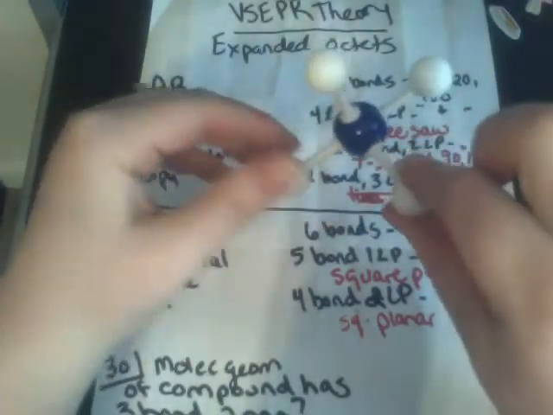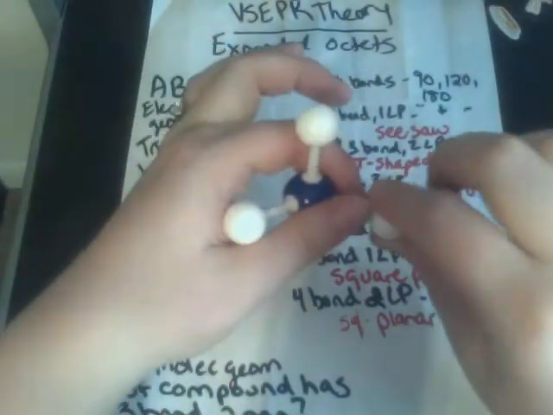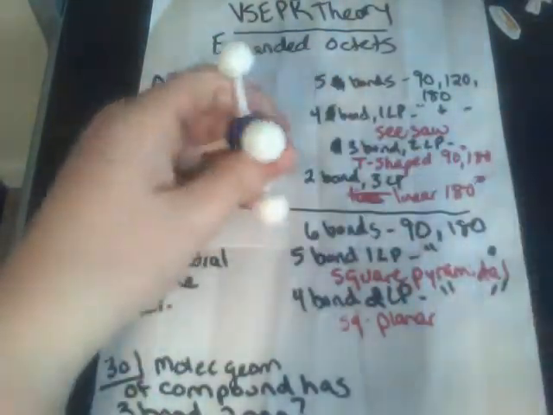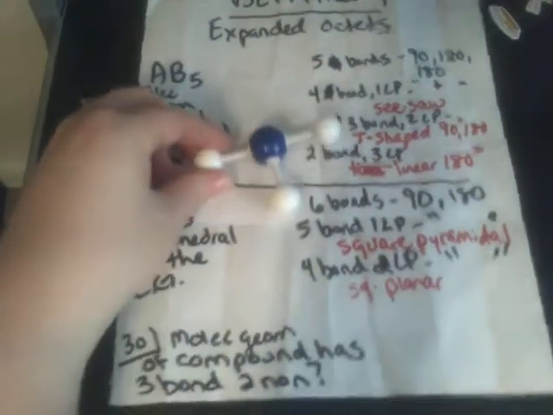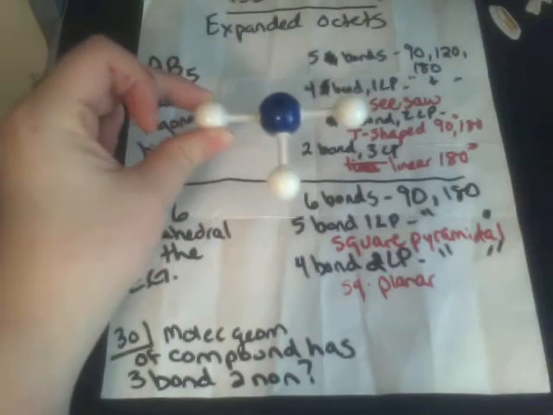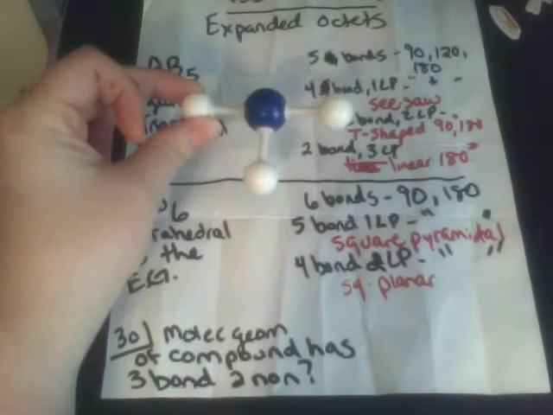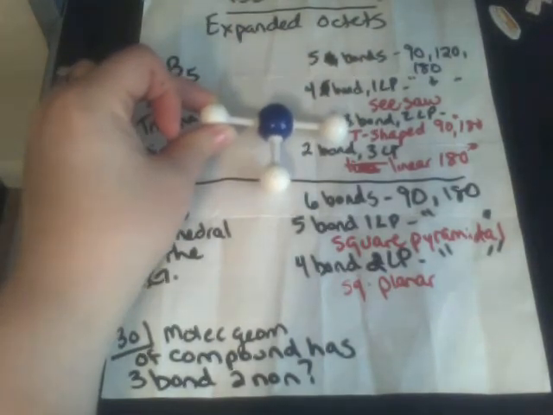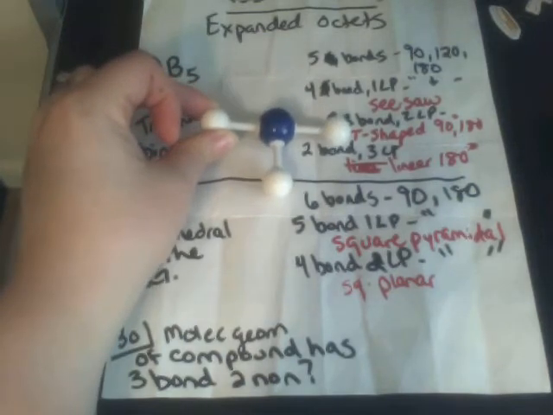So that is where we remove an equatorial and you remove another equatorial. So the molecular shape is the connectivity, the actual bonds. That's a T-shaped. When you type it in, make sure that you use a dash, T-dash shaped.